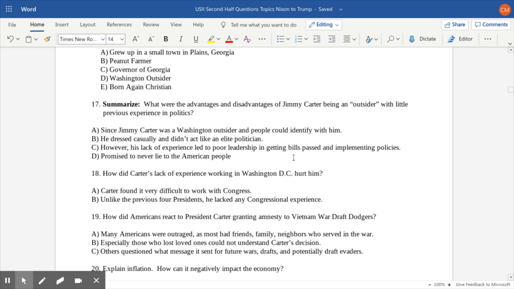This would allow for him to struggle initially when he becomes president to pass bills and implement some of his policies. One thing he did say as he was campaigning for the presidency, and he remained true to that as president, is he promised never to lie to the American public.